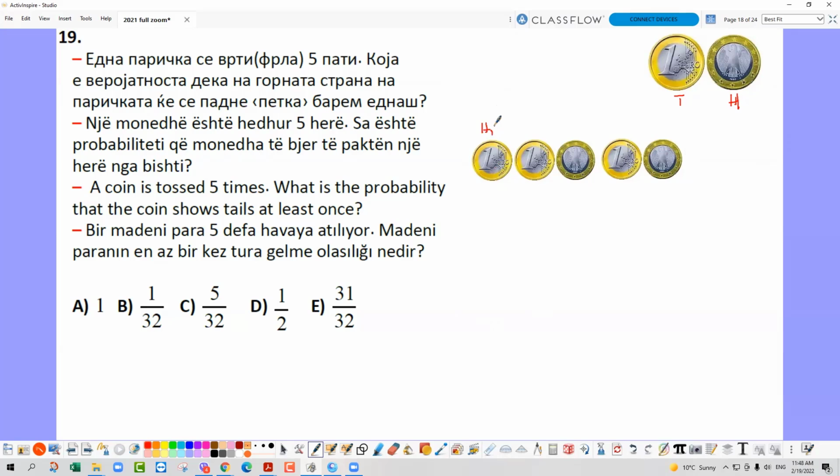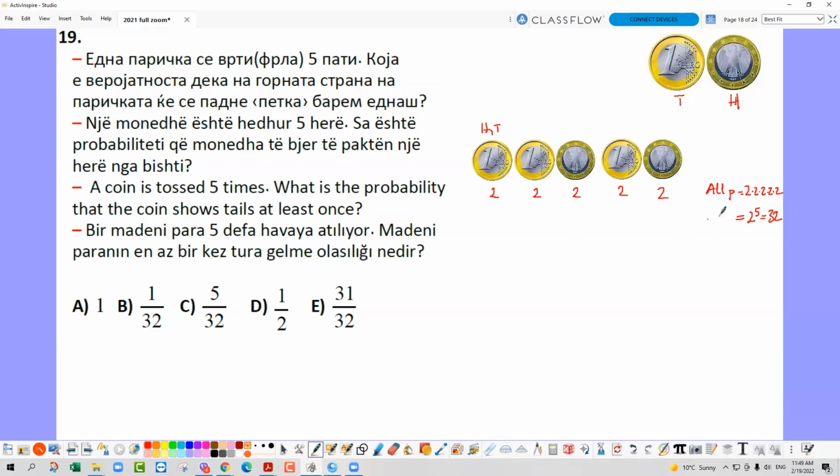It will be head or tail. So with respect to each coin, we have 2 possible cases, 2 possible cases, 2 possible cases, and 2 possible cases for each of them. So all possible cases are going to be equal to 2 times 2 times 2 times 2 times 2, which is equal to 2 to the power of 5, and that's equal to 32. This is the first part that we need to know.